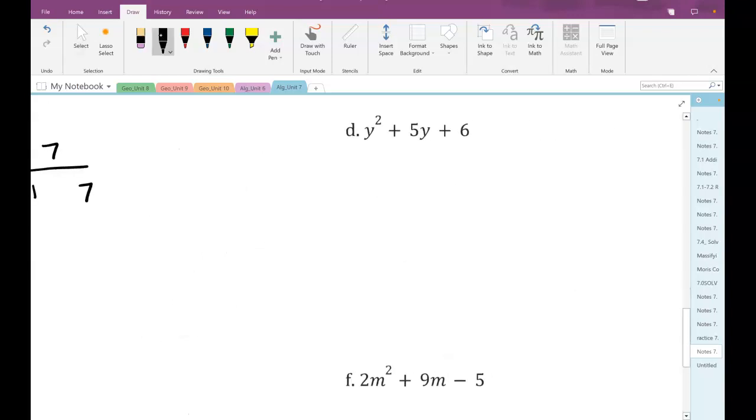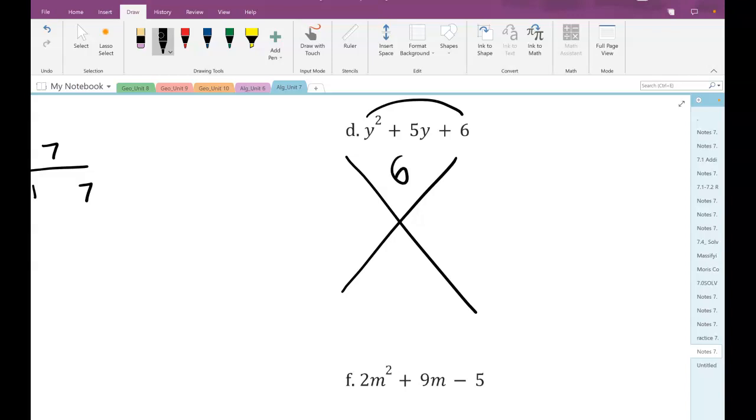Example D. We take our A times our C. Again, I just tried to change the variables so it looks different. But even if it looks different, we're doing the same thing. We're multiplying our A times our C. So 6 on the bottom, 5 down here.